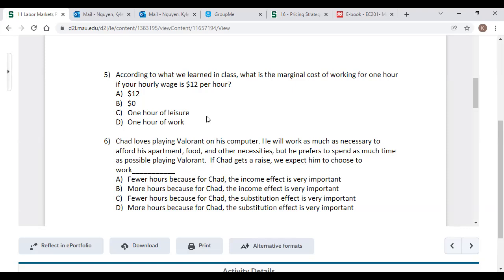D, 1 hour of work. This is not correct because you are working. That's not the cost of working. You can't say I gave up working to go work. It doesn't make any sense, obviously. So that's that. Are there any questions about this one?